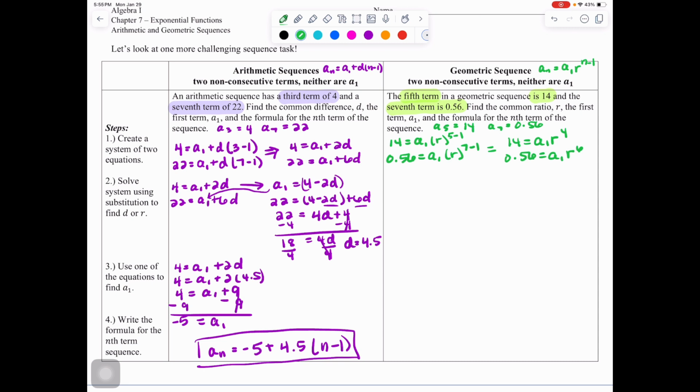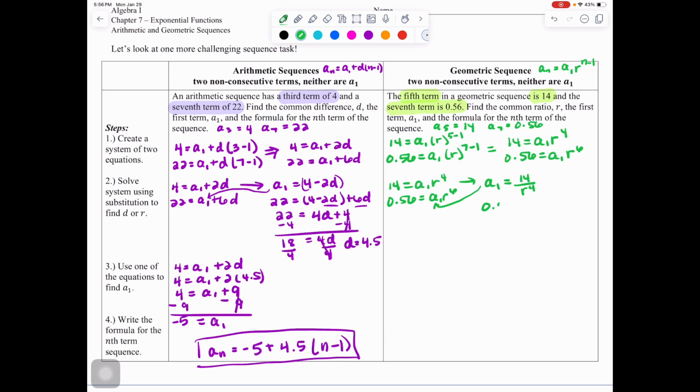So now I'm going to solve this system using substitution. So I'll copy it over. 14 equals a sub 1 times r to the fourth. And 0.56 equals a sub 1 times r to the sixth. And I'm going to use substitution to change this first one. So I want to get a sub 1 by itself. So a sub 1 equals, in order to have done that, I would have had to divide both sides by r to the fourth. So this is 14 over r to the fourth, and I can leave it just like that.